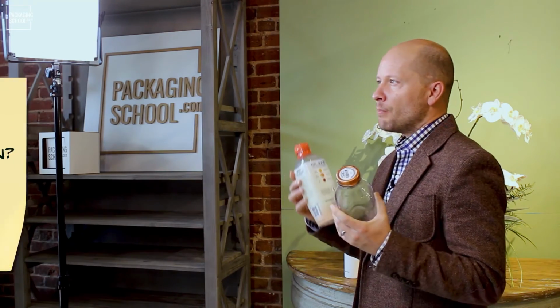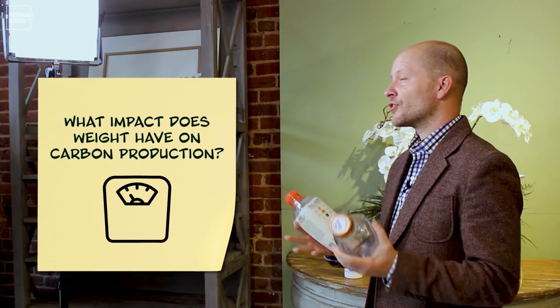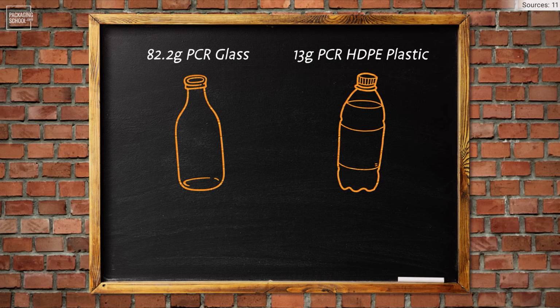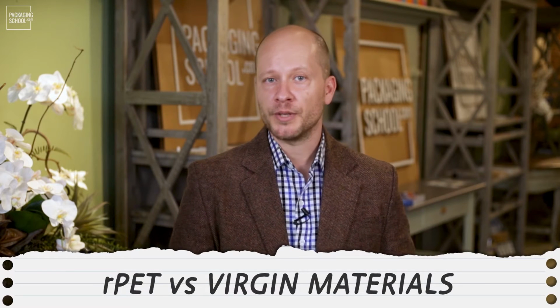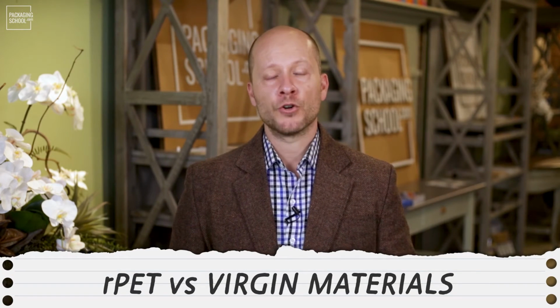Let's move on to some different materials, glass and plastic. As you can tell by holding these materials, a glass bottle is heavier than a plastic one. But what impact does that make on the carbon production? So published research out there indicates that glass like this, around 82 grams of PCR glass, is equivalent to around 250 grams of CO2 equivalent per jar. And a lighter version, like at 13 grams of HDPE, for instance, you're going to be looking at around 50 grams of CO2 equivalents.